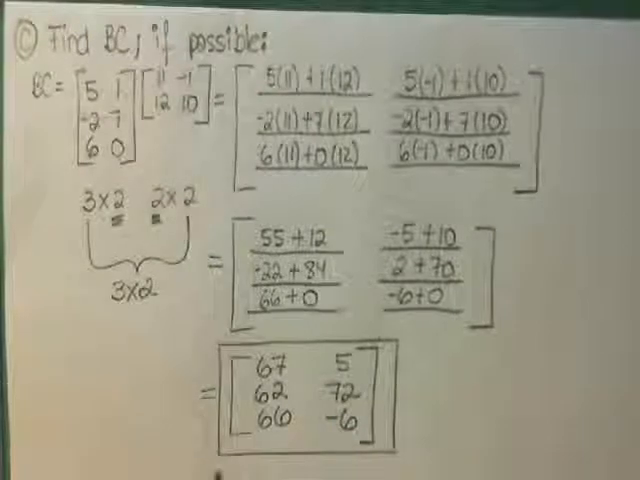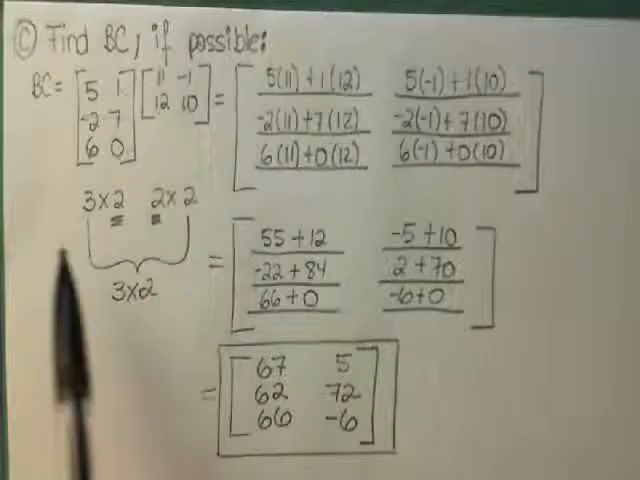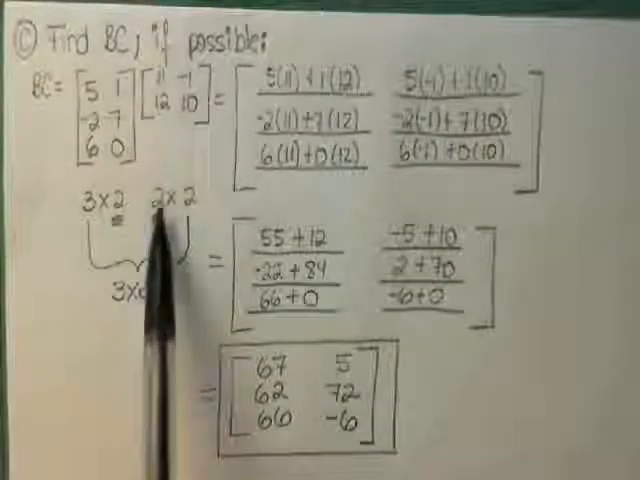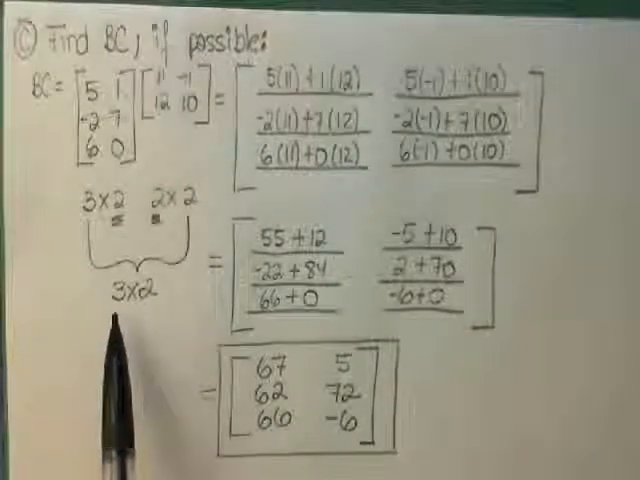And so this concludes our lesson, multiplying matrices. Remember, to multiply matrices, the numbers inside have to be the same, and the numbers outside give you what the matrix is going to look like.